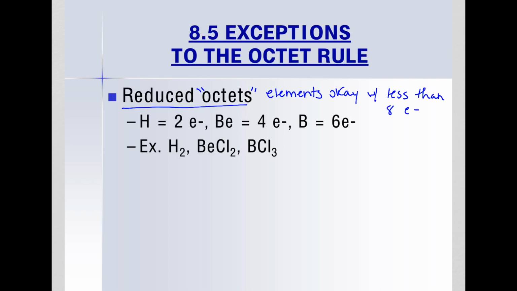As we've already mentioned, this one we should already know. Hydrogen only needs a duet, so it only needs 2 electrons. But the 2 new ones are these 2 right here, beryllium and boron. Beryllium is okay with being surrounded by 4 electrons. Boron is satisfied with 6, so they don't actually try to get a full octet. They will stop when they get to 4 or 6, even if it's possible to get them to 8.